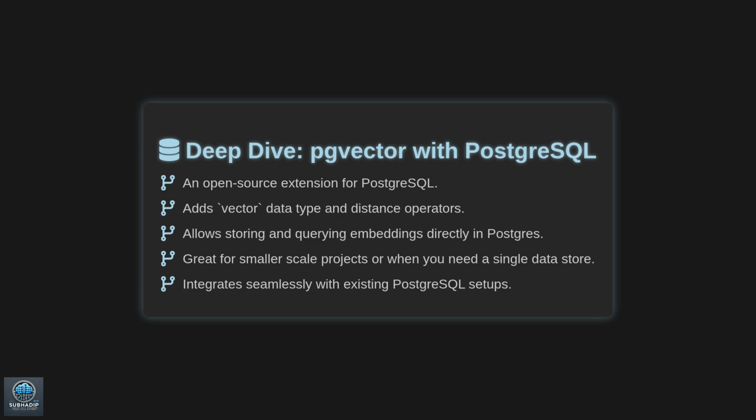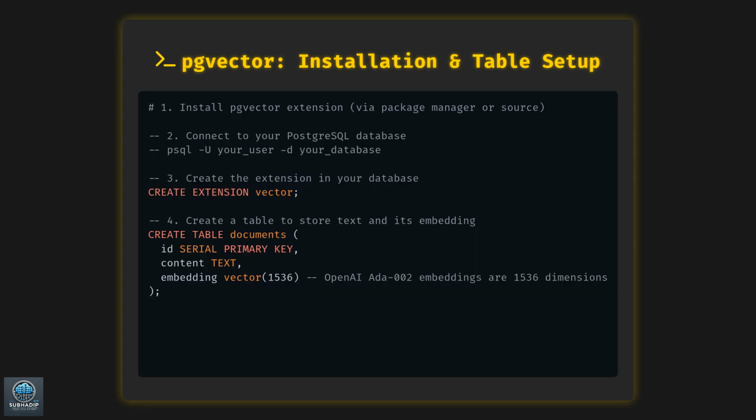Now let us take a deep dive into pgvector with Postgres. pgvector is an open-source extension for Postgres that adds a vector data type and distance operators. This allows you to store and query embeddings directly within your existing Postgres database. It is an excellent choice for smaller-scale projects or when you prefer a single data store, as it integrates seamlessly with existing PostgreSQL setups. Let's walk through a practical example with pgvector.